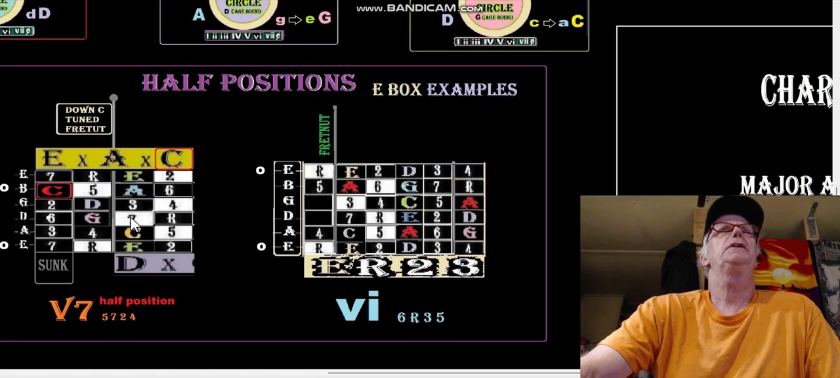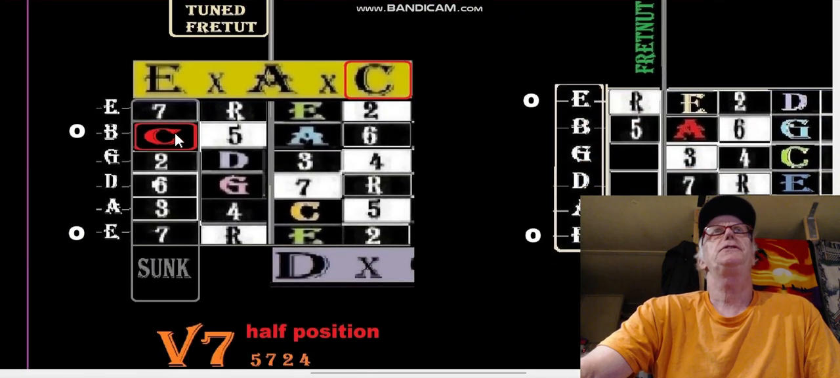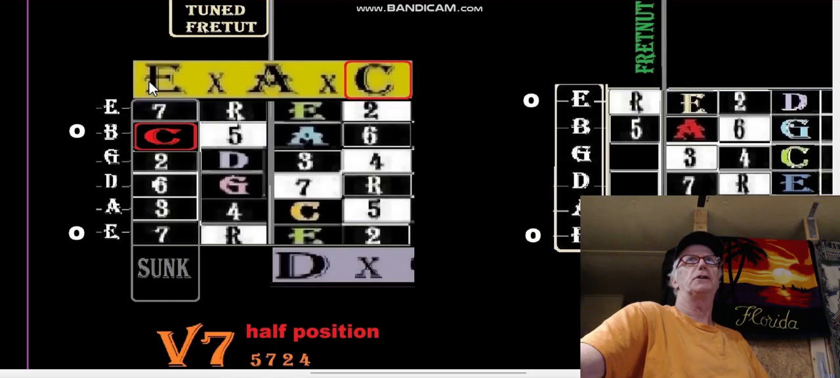So here we only have added the 7. So 5, 7, this is a Mixolydian chord because it's the C. You see how the C is circled out? This is the C position, but there's sunken notes. So this in the black here is the sunken notes.